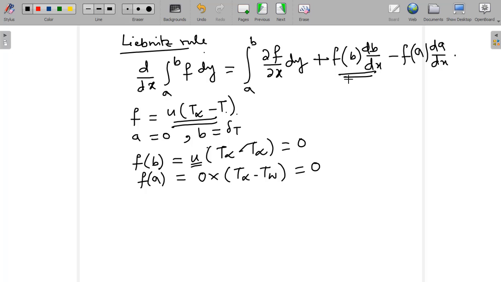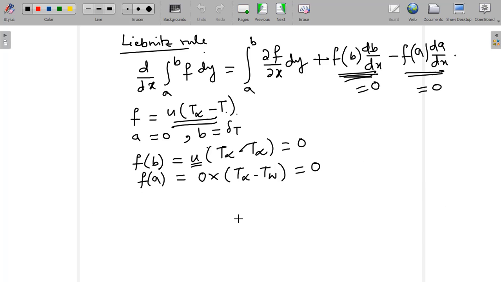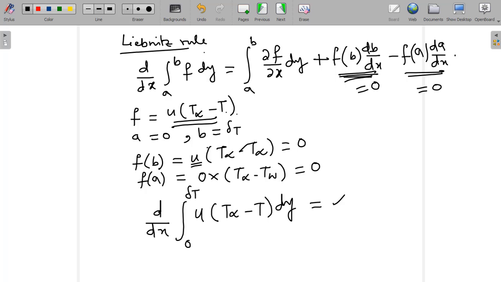So it is clear that this term is equal to 0, this term is equal to 0, so we can say these two terms are basically the same. So what we can do is write this quantity as d/dx of the integral of this quantity. So we can write that d/dx of the integral of u into (T infinity minus T) dy from 0 to delta t is equal to alpha into del T del y at y is equal to 0.